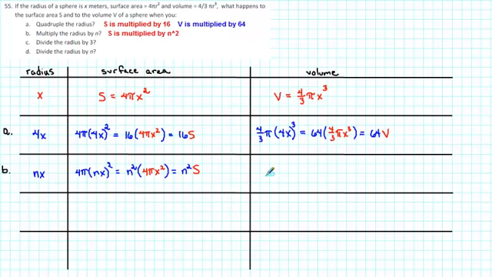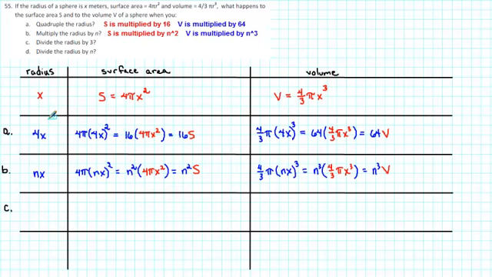To determine what happens to the volume, we substitute nx for r in the volume formula. We get 4/3 pi times the cube of nx. When we cube nx, we get n cubed times x cubed. So this expression can be written as n cubed times the quantity 4/3 pi x cubed. But that's just n cubed times V. So when you multiply the radius by n, the volume V is multiplied by n cubed.